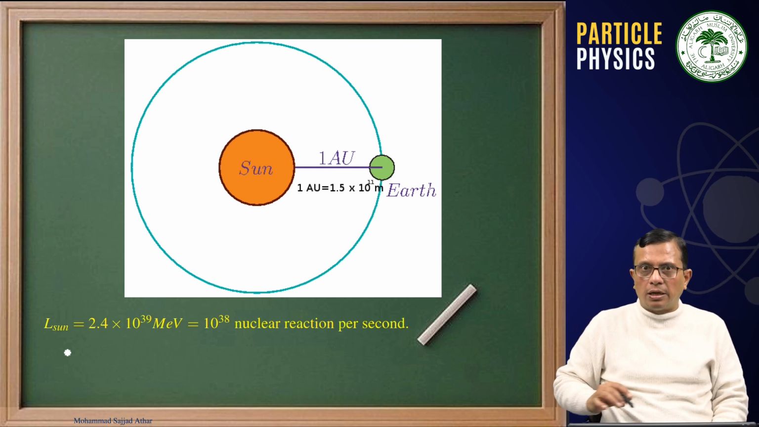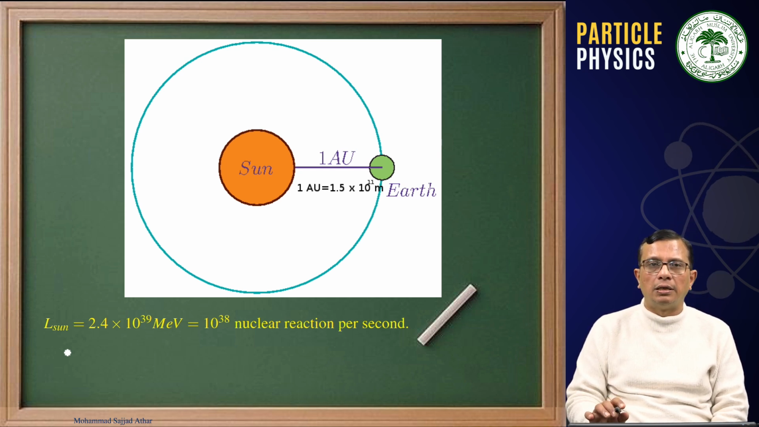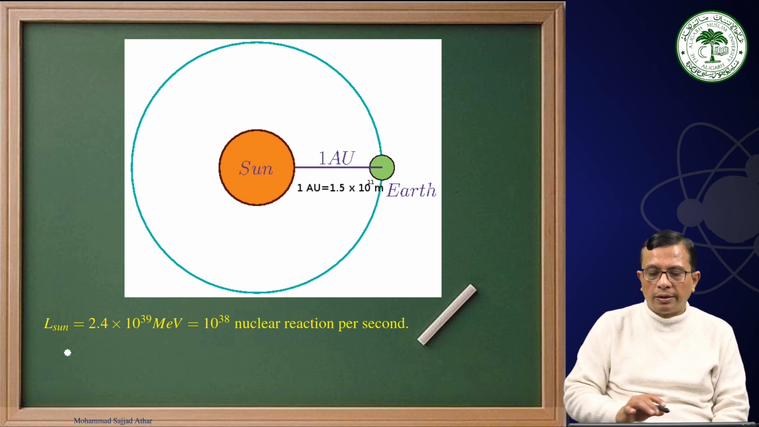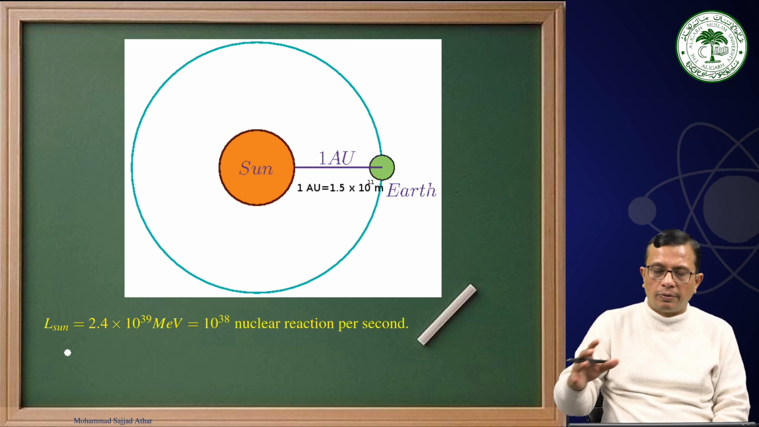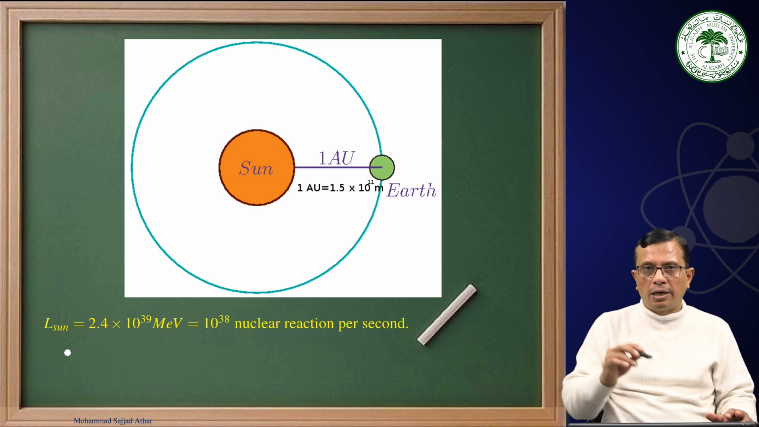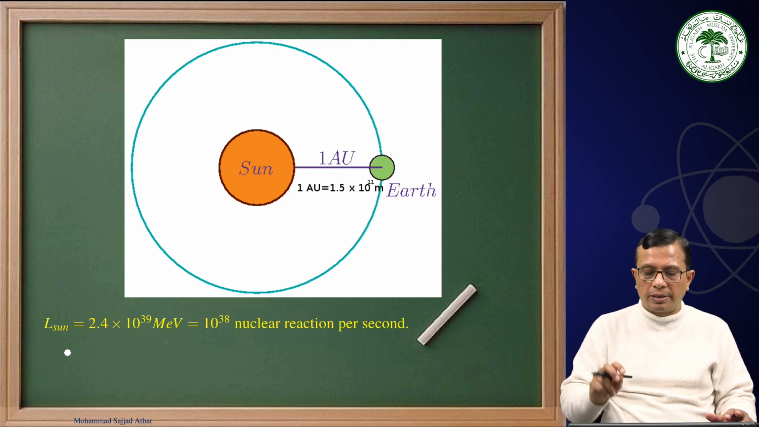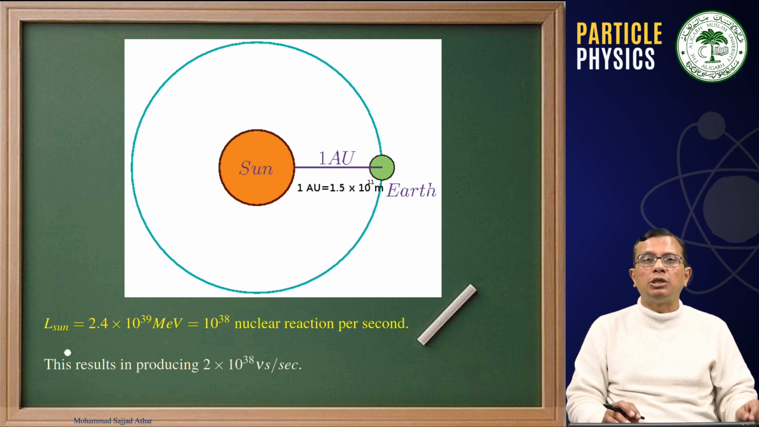Suppose on this football, which has a radius of 1 astronomical unit, we are somewhere. Okay. Therefore, we are at a distance of 1 astronomical unit, and we have covered this sun, which is a sphere, by another sphere, which I am calling the football, and the radius of that football is 1 astronomical unit. Now, the luminosity of the sun, we have seen, is 10 power 38 nuclear reactions per second, and you multiply it by 2, because for each 4 proton burning, there are 2 neutrinos. Therefore, in general, 2 into 10 to the power 38 neutrinos are getting produced per second.